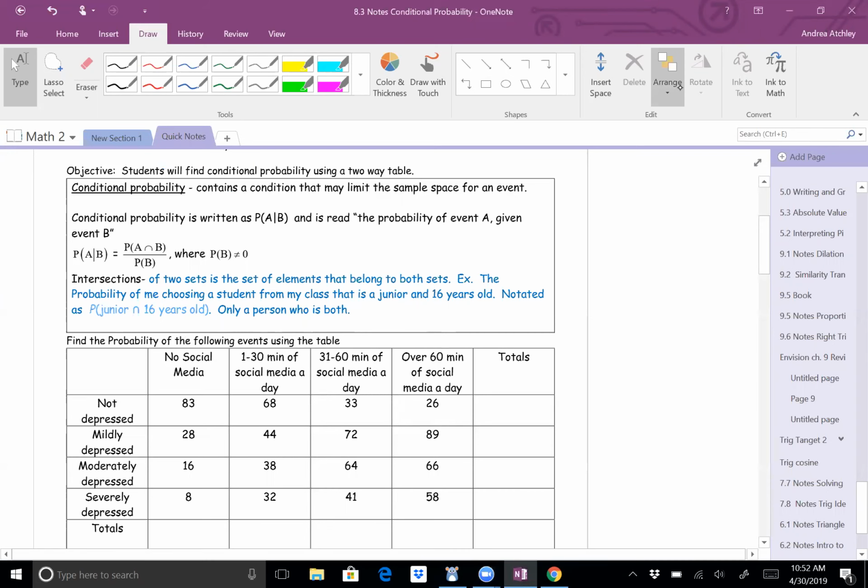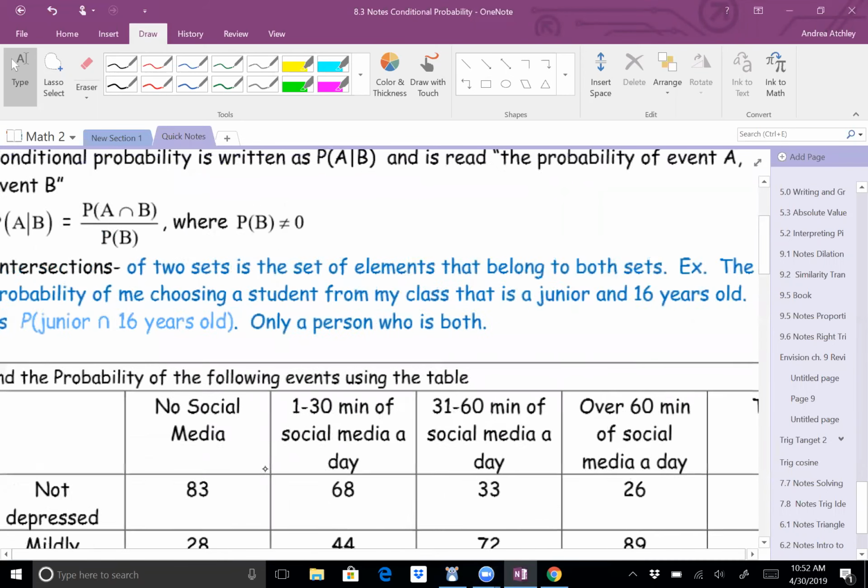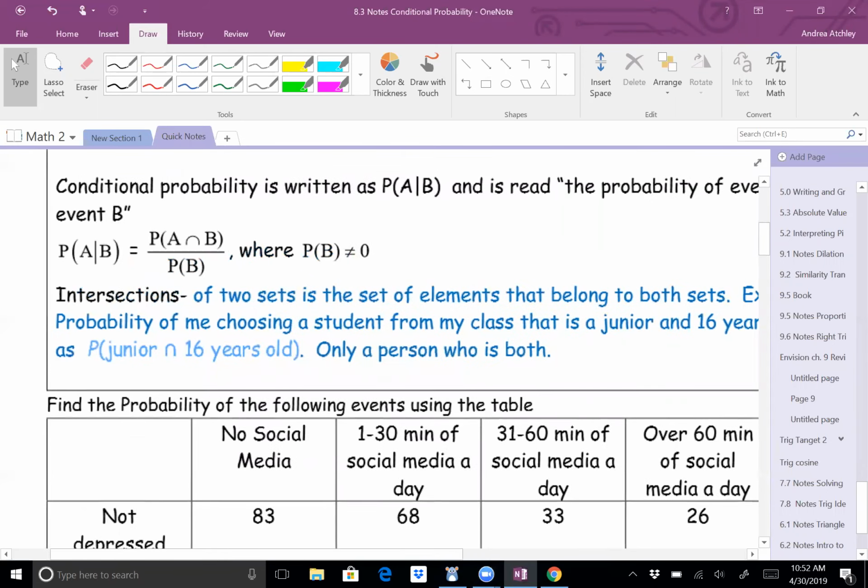The formula for this is written: the probability of A and B over the probability of B, where the probability of B cannot equal 0 because you can't divide by 0. Does that line mean the equation? It means given that.